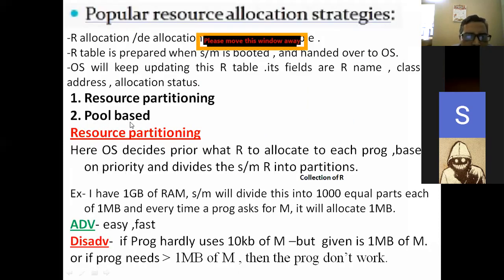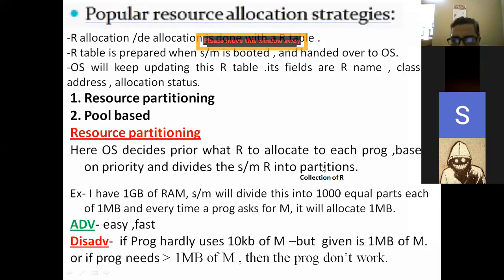Now, dealing with the two types of resource allocation strategies: one is resource partitioning and the second one is pool-based resource allocation. Let us first deal with resource partitioning. Here, in the first place itself, the OS will decide what resources have to be allocated to each and every program. Based upon the priorities of the programs, the OS will decide for what all processes it needs to allocate the resources, and will divide the system into so many partitions.